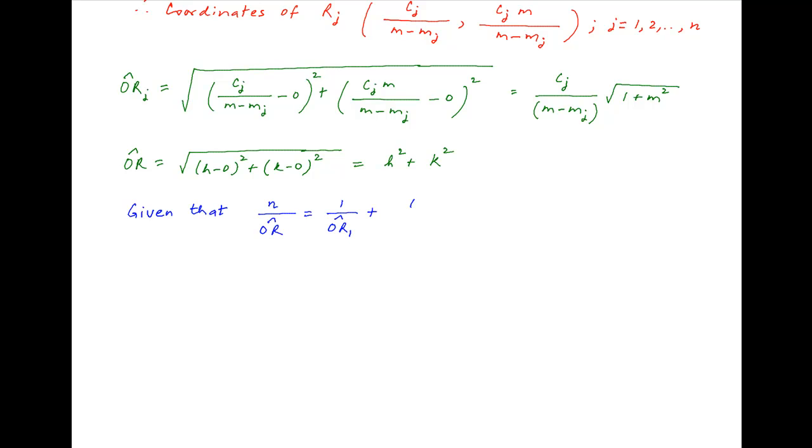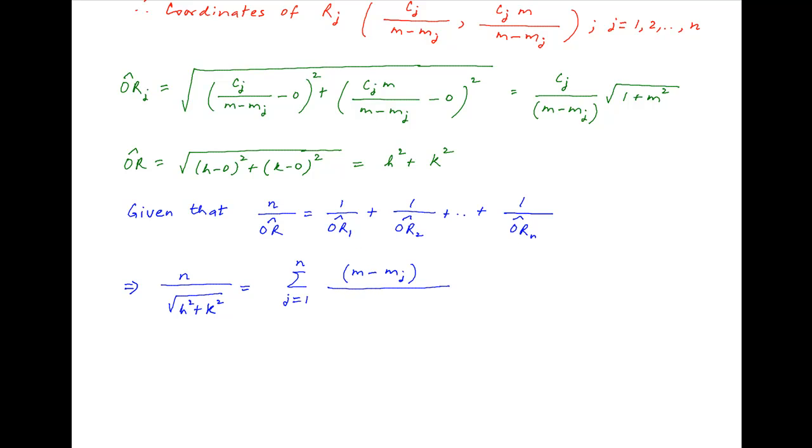Now we're given that n upon OR is equal to 1 upon OR1 plus 1 upon OR2 plus and so on till 1 upon ORn. Substituting the results obtained earlier, we get n upon root of h square plus k square is equal to summation j going from 1 to n of m minus mj divided by cj times root of 1 plus m square.